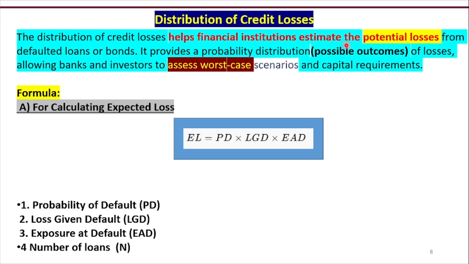Okay, where is the main potential loss from? Loans or bonds. It helps the probability distribution. The first thing we have to know is what probability is. In statistics, we have already discussed it, or many people have studied it. In probability we mainly talk about certain or uncertain things, like after 5 days it's going to rain, or after 10 days it's going to be a good day. So we are talking about probability.